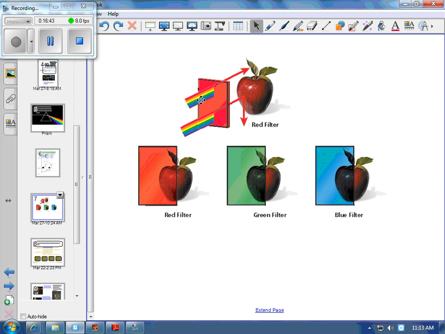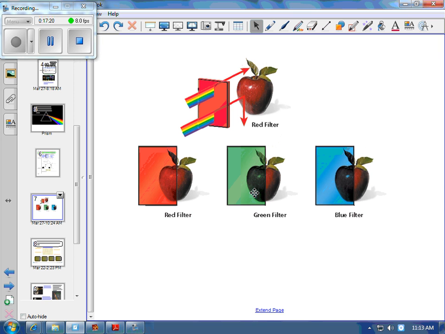So this is white light. As it passes through this red filter, the only color that goes through it is red. All of the other colors are absorbed by that red filter. Because those other colors are absorbed, the only color that you end up seeing is red. The red light hits the skin of the apple and it bounces off into your eye and you see red. So here with the red filter, you see a red apple.